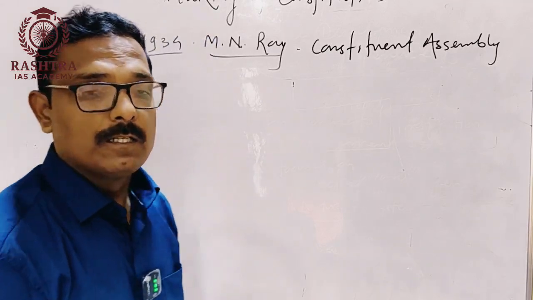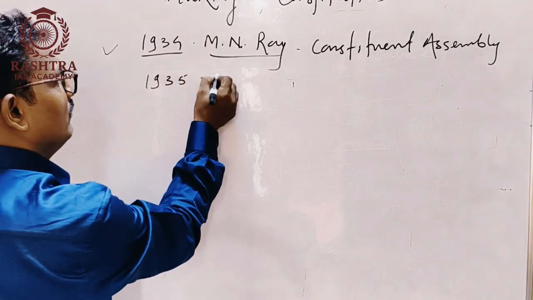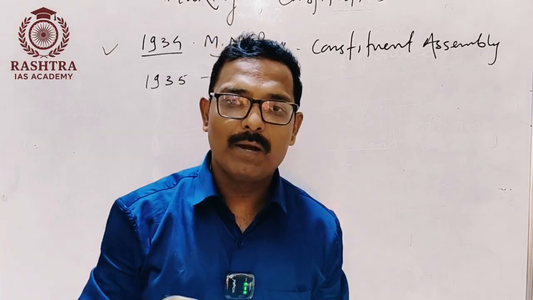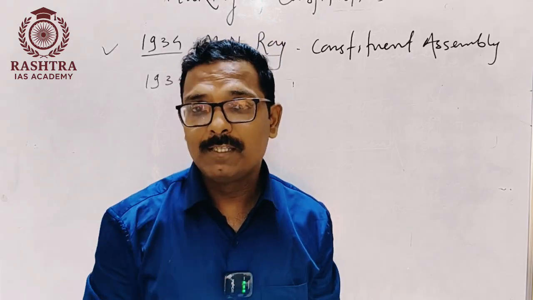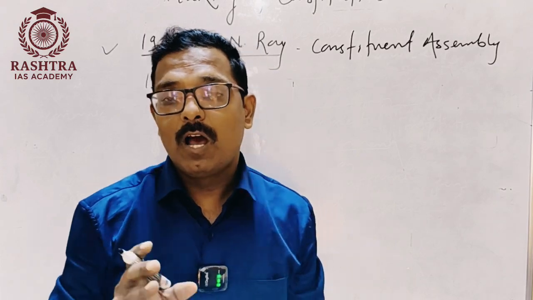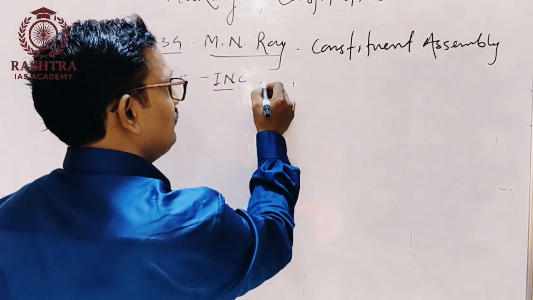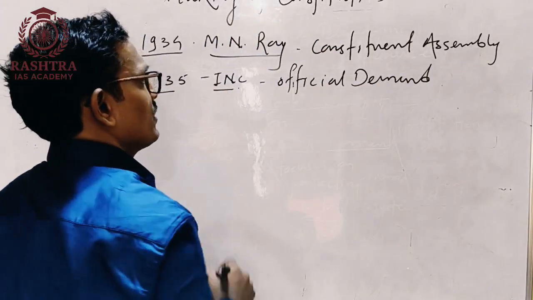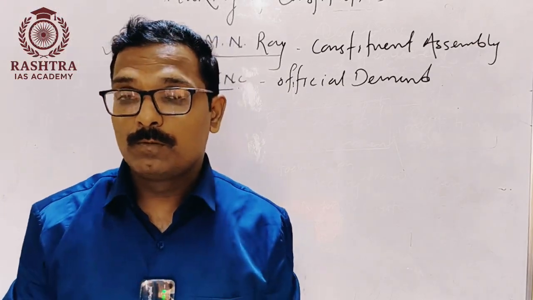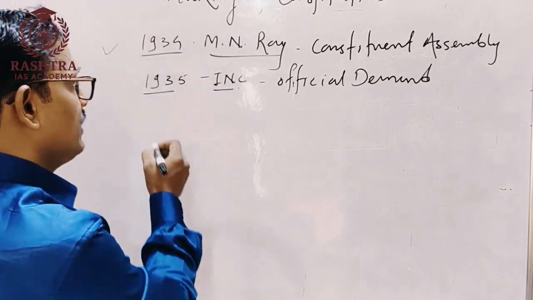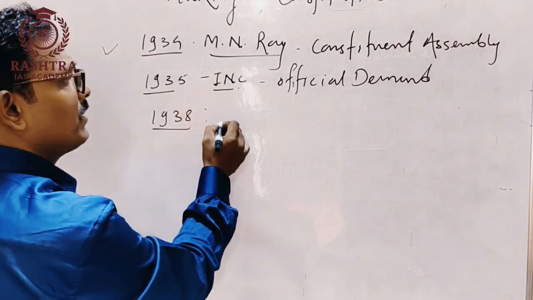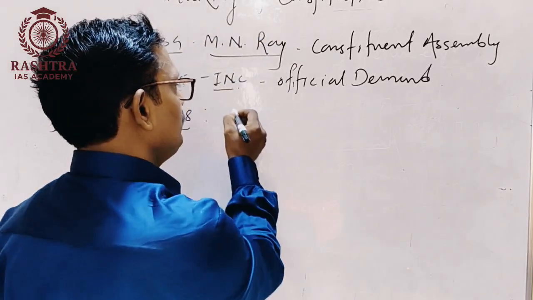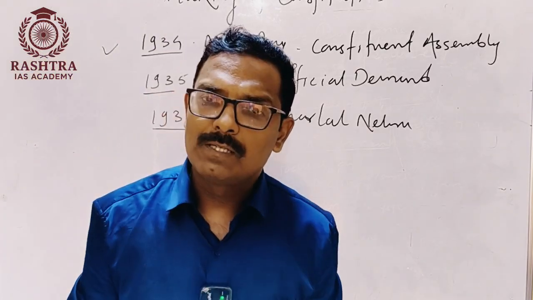The second idea comes in 1935, when the INC, the Indian National Congress, officially demanded a constituent assembly for India to draft the constitution. The third was Jawaharlal Nehru in 1938, who, on behalf of the Congress, demanded again the constituent assembly for India.